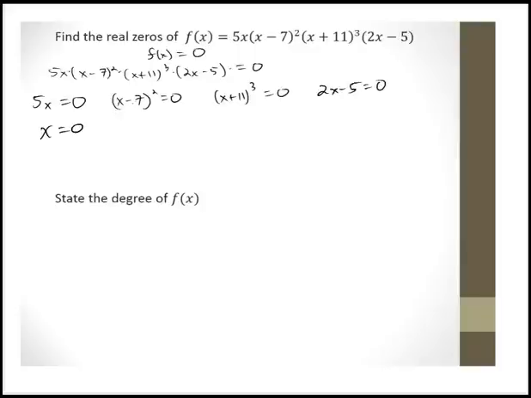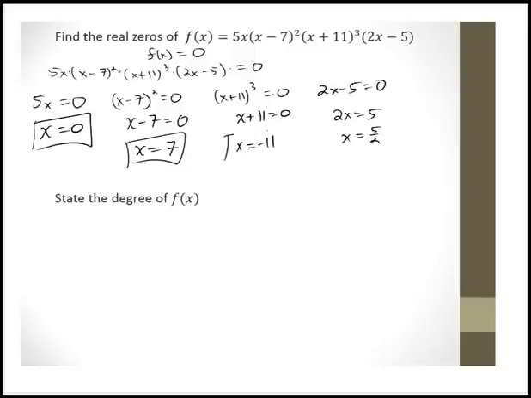Where is (x minus 7) squared equal to 0? (x minus 7) squared equals 0 only if x minus 7 equals 0, which means that x equals 7. (x plus 11) cubed equals 0 only if x plus 11 equals 0, which means that x equals negative 11. And 2x minus 5 equals 0 means that 2x equals 5, which means x equals 5 halves. So there are 4 real zeros of the function, and they are at 0, 7, -11, and 5/2.